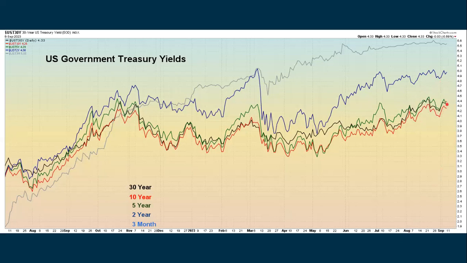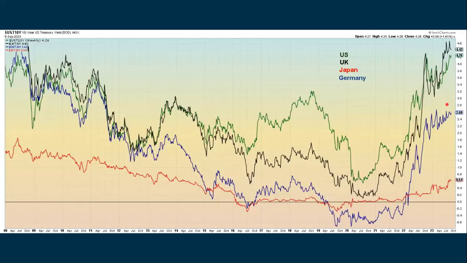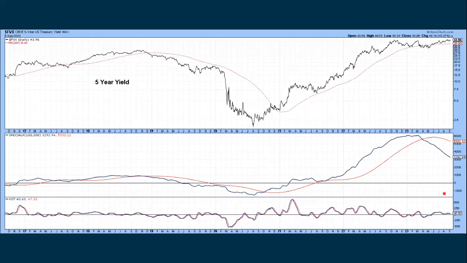Late in the week last week, we saw them go down slightly. We look internationally at a weekly chart, where the UK, even though it's been falling, still has the highest interest rates, followed by the US and then German rates. And then we also follow the Japanese rates.